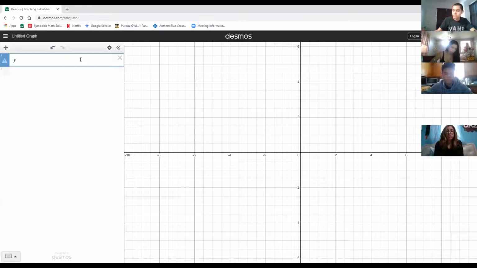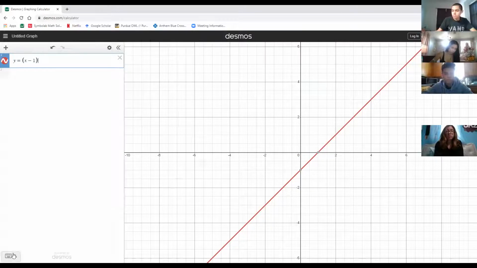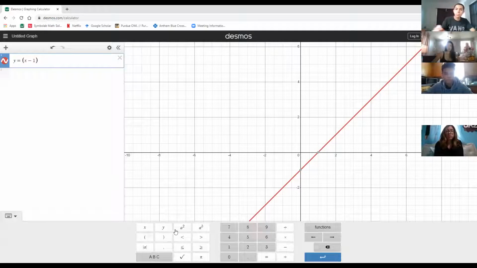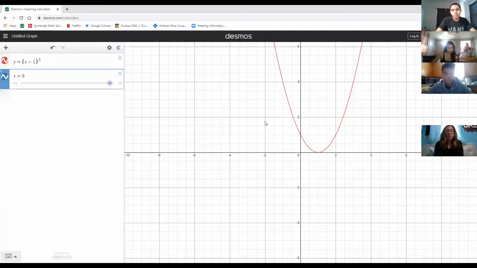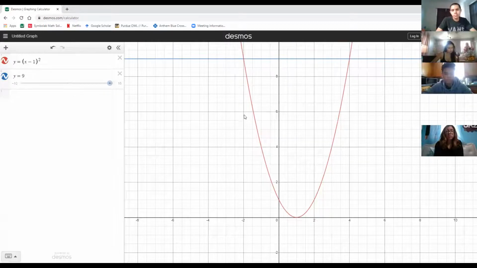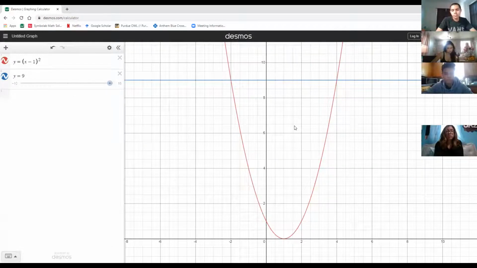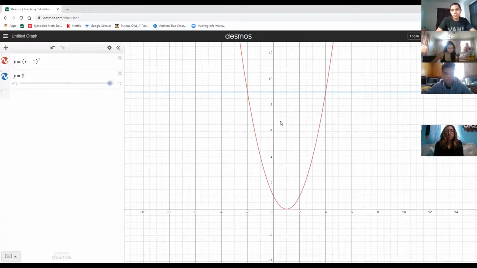So what was the equation? y equals (x minus 1) squared, right? And then to get the squared, there's a little keyboard down here, and then you just hit squared. So there's my parabola. And if you click here, you can type in another one. And I believe we had 9, right? And I don't see it, but if I move, just clicking and dragging, you can zoom in or out.